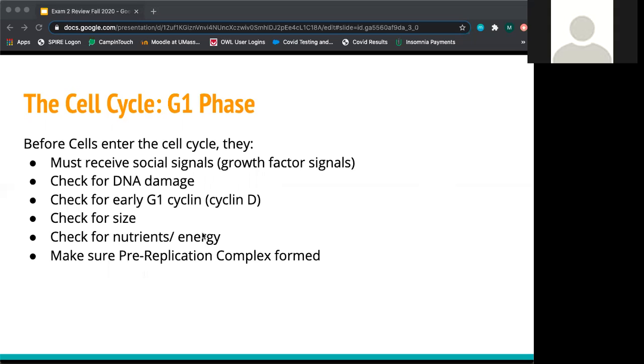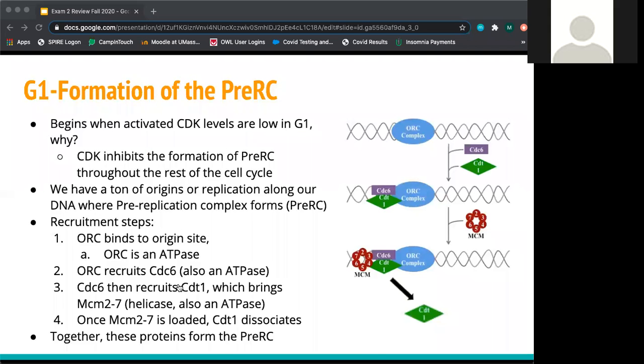This is the formation of the pre-RC, which is very important. Sorry, what does cyclin D do again? Cyclin D activates the CDK that is for G1.